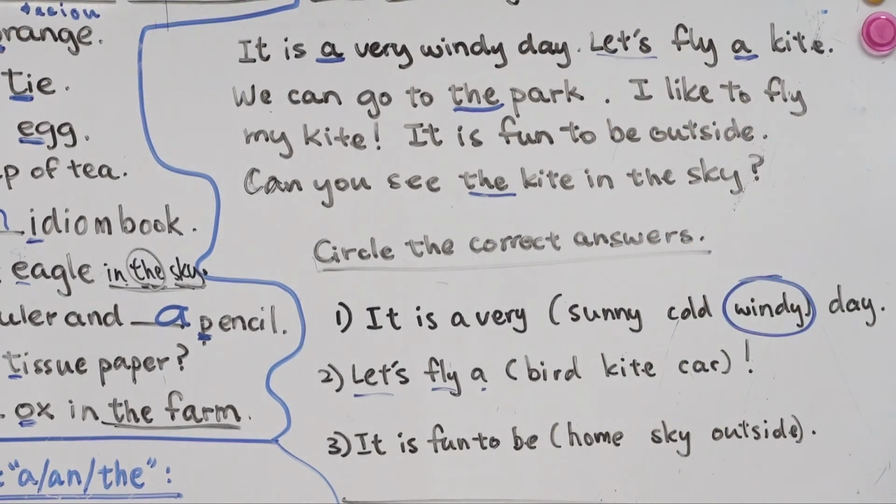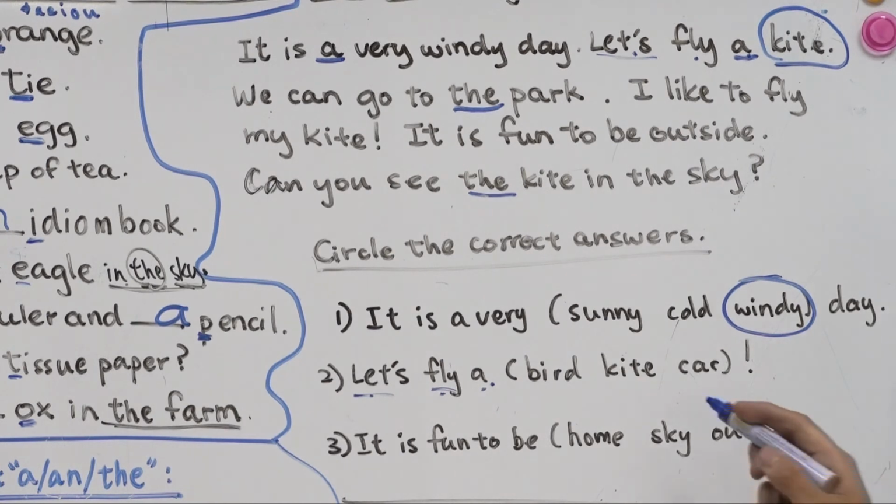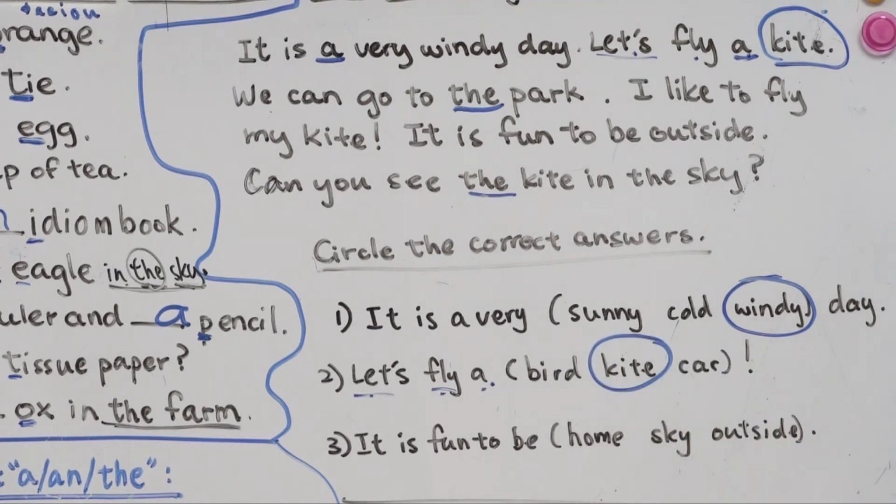L-E-T apostrophe S. Now, let's fly a. Let's fly a. Wow, it's the same structure. Now, what word do we have here? Let's fly a kite. That's right. So the answer should be kite. Let's fly a kite. Now let's go to question number 3.